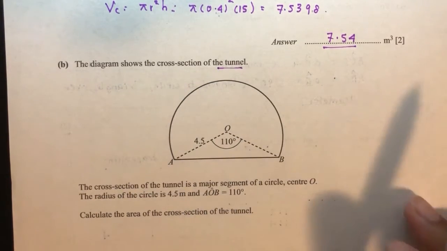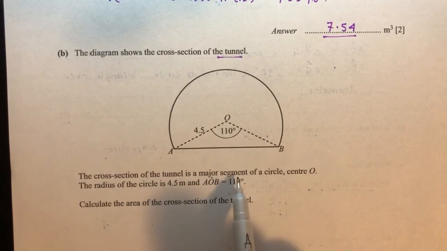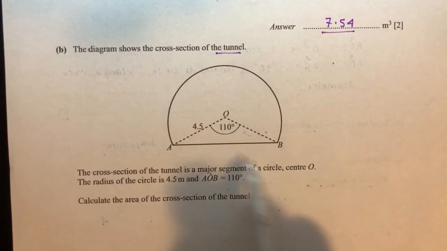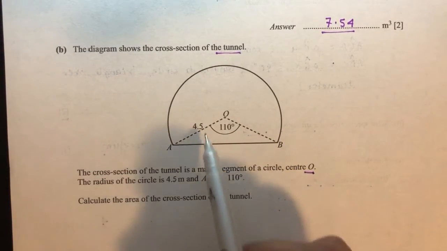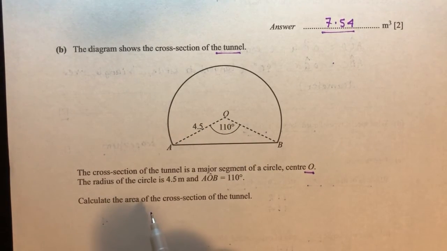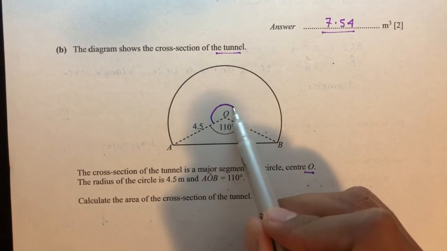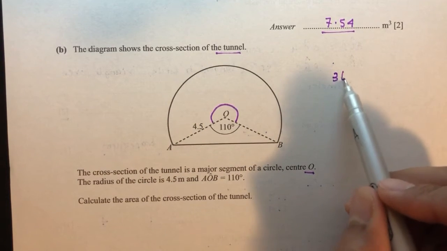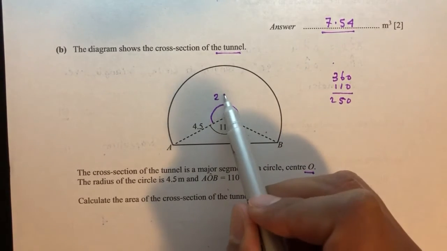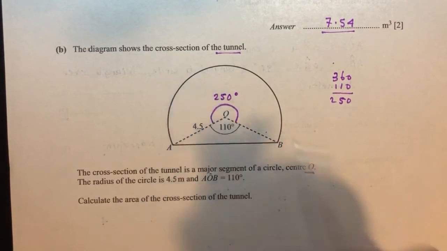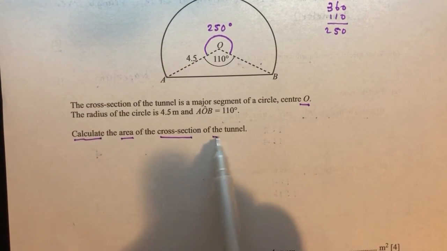Now part B, it says that the diagram shows the cross section of the tunnel. This is the cross section of the tunnel. The cross section of the tunnel is a major segment of a circle, center O with radius 4.5, and this angle AOB is 110, which means this will be 360 minus 110, that is 250, this here.